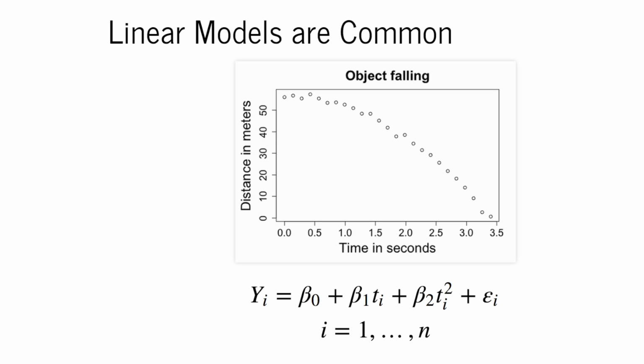You can see it's a quadratic, beta 0 plus beta 1 t plus beta 2 t squared plus an error term, which in statistics is very commonly written with an epsilon. This signifies measurement error, and it explains why the data points aren't exactly on a parabola.